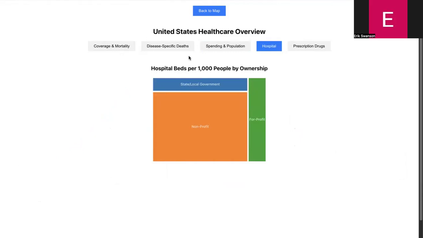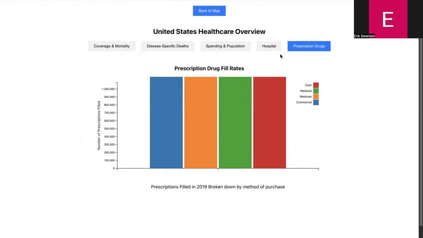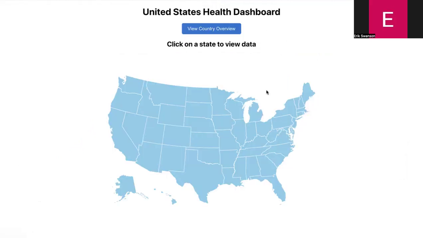You can see how many hospital beds per thousand, and you can see that most hospitals in the United States are actually nonprofit hospitals with over 1.65 beds per thousand population for nonprofits. And you can see a trend of most drugs being filled commercially with very little being done by cash. Now I want to look at a few states and show you how different they can become.